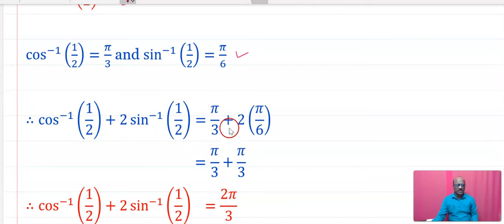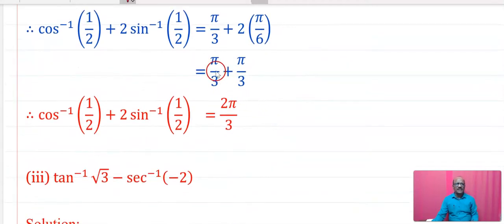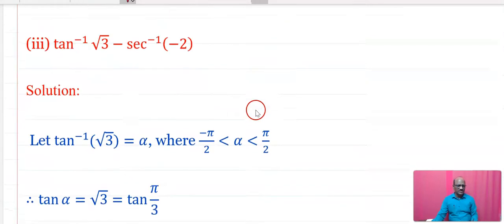Substitute the value of pi by 3 plus 2 times pi by 6. And here you will get pi by 3 plus pi by 3. That is 2 pi by 3. And here is the answer.